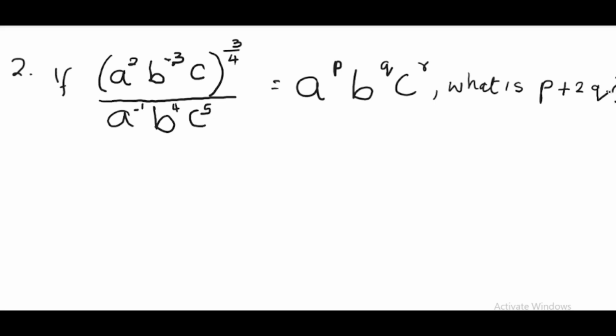Okay, so the second question we're going to be solving is this. If this expression on the left hand side is equal to a raised to the power p, b raised to the power q, c raised to the power r, we are to find p plus 2q, right? Good. So looking at this, the first law that should come to your mind is product of product. It is with that law that you open up the bracket.